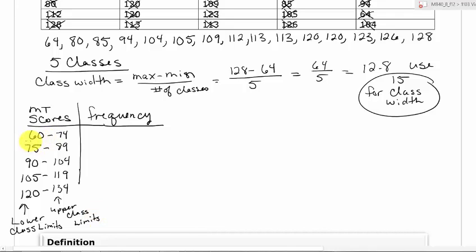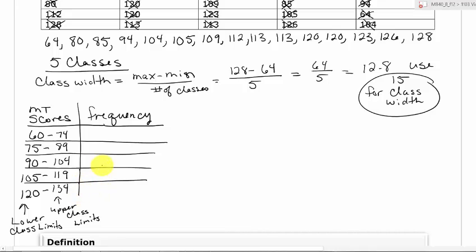And now we calculate the frequencies and put those in our table. The nice thing about having your ordered data is that it makes counting the frequencies easier as well. So anything 74 and below is going to be in the first class, and that's just the first data point, so just 1. And then everything from this mark up to 89, so up to right there. So that's 2 data values in that class.